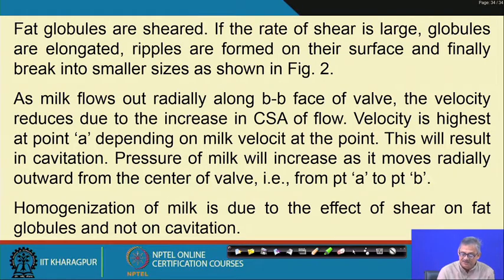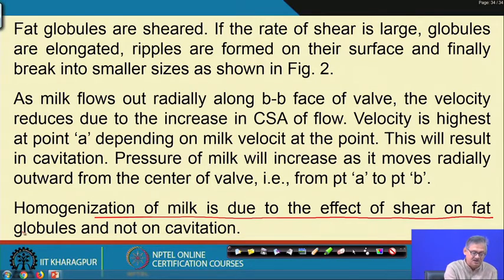Homogenization of milk is due to the effect of shear on the fat globules and not on the cavitation. Though there will be cavitation, the fat globules are disintegrated into smaller ones by the shear action, right. This shear action takes place, and that is what.